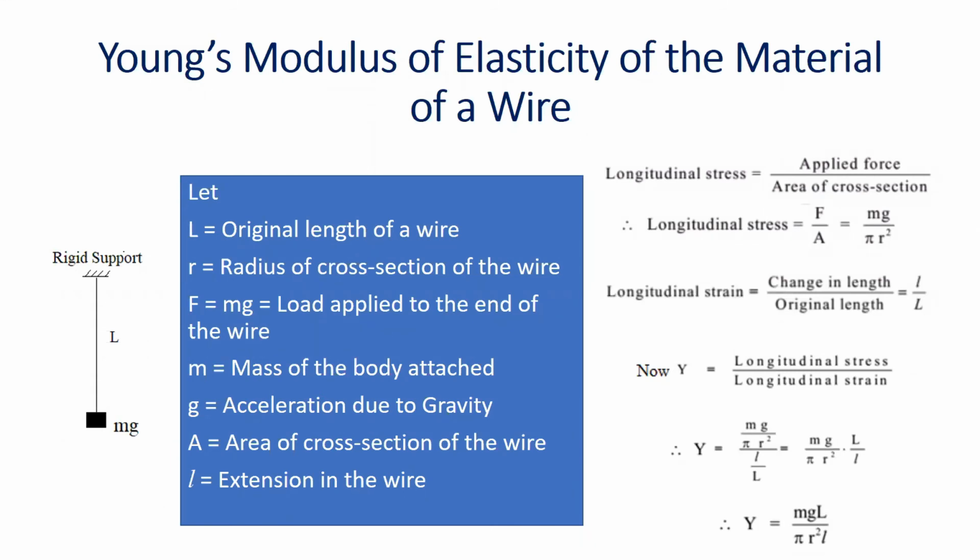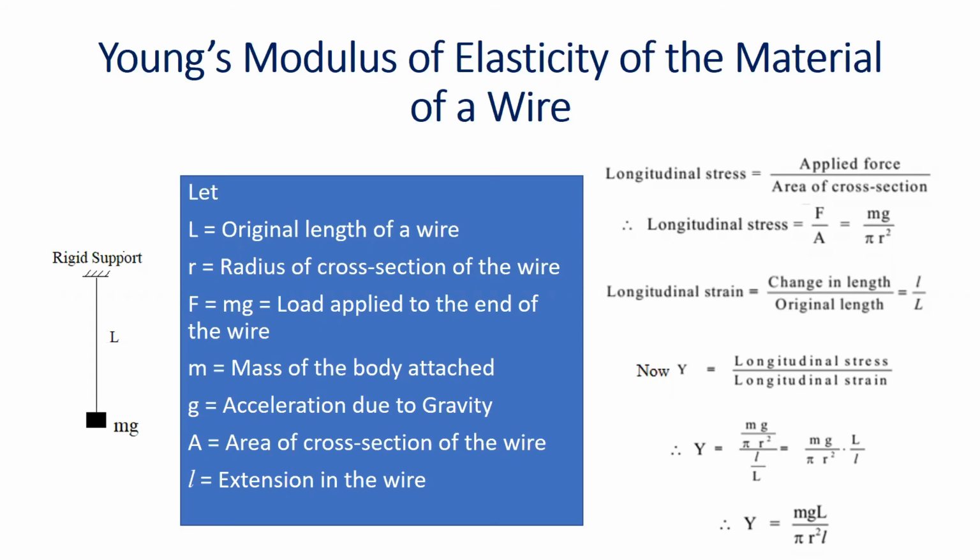Now we have already studied longitudinal stress is equal to applied force upon area of cross section. So longitudinal stress is equal to F upon A. But here you can see that we have applied load mg. So F is equal to mg and area of cross section is pi r square, where r is the radius of the cross section of the wire.